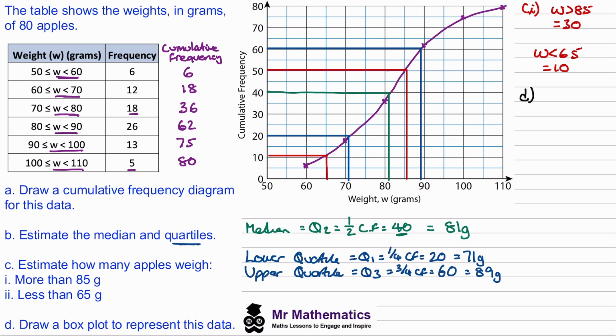And then for part D, draw a box plot to represent this data. So the box plot goes from the lower quartile to the upper quartile, and it also contains the median. So we can see the lower quartile is at 71 grams, the upper quartile 89, and the median is at 81 grams.